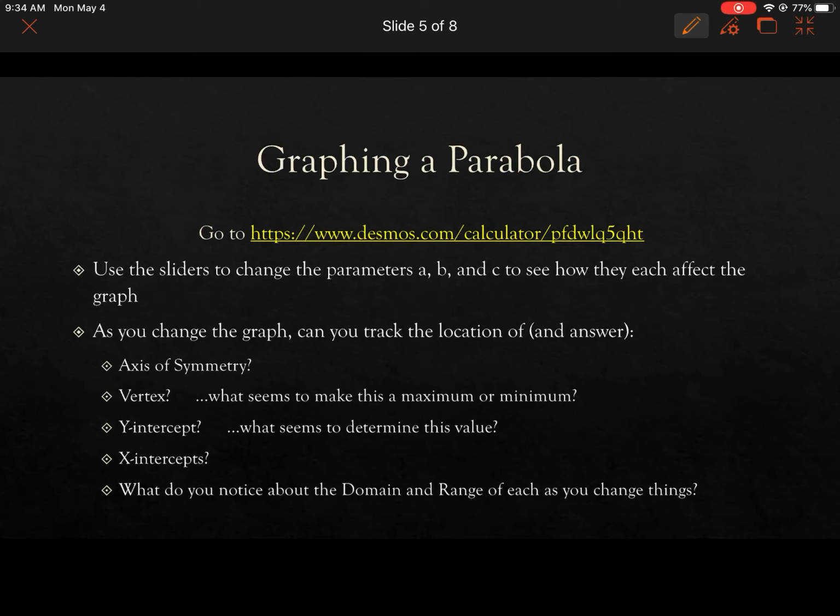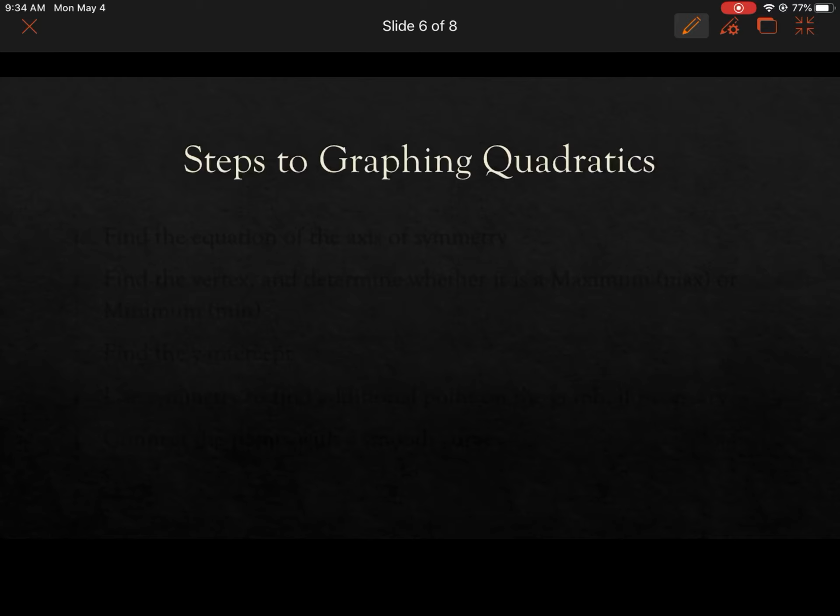Okay, so let's talk about what this means. First of all, did you notice the domain is always the same? It's always negative infinity to positive infinity. So the domain remains the same. The range is determined by that vertex location. So it's either going to go from wherever the vertex is up to infinity, or it's going to start at negative infinity and stop at the vertex.